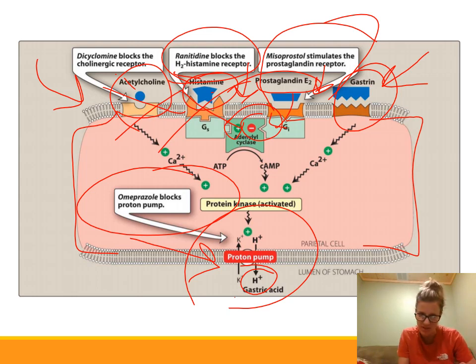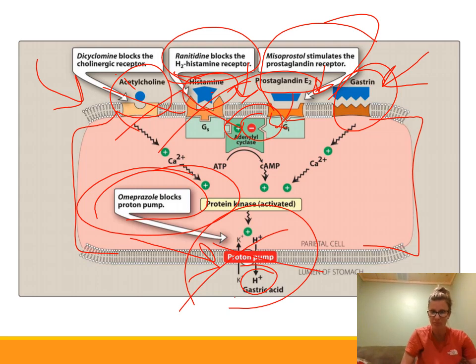It's pumping protons in. It's pumping those hydrogen ions into the stomach. Again, omeprazole or other PPIs block this proton pump, so we can't pump hydrogen ions into the stomach, meaning we decrease acidity inside the stomach.